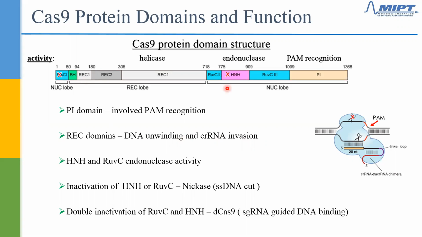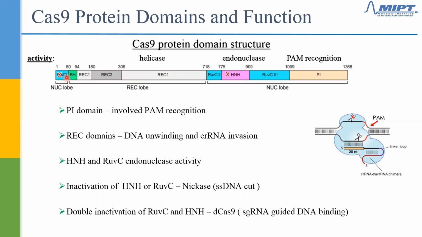And then the RuvC and HNH domains are nucleases. Importantly, those are single-strand DNA nucleases, with active sites in different places and in different domains, and you could separately inactivate them, making a nickase, a single-stranded DNA cutting enzyme, out of a double-stranded DNA cutting enzyme. And you could cut either one strand or the other.